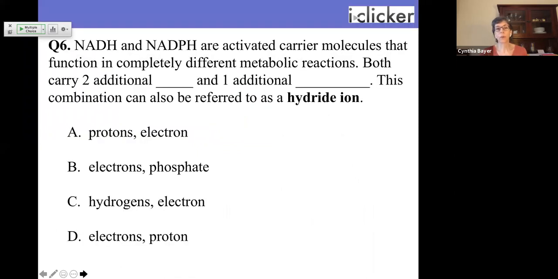So we've described both NADH and NADPH. These are the reduced forms. Activated as in high energy activated carrier molecules. One functions in cell respiration, the other functions in photosynthesis. But they both have similarities. They're both carrying what? And what do we call that? We call that a hydride ion. What is it that they're carrying?